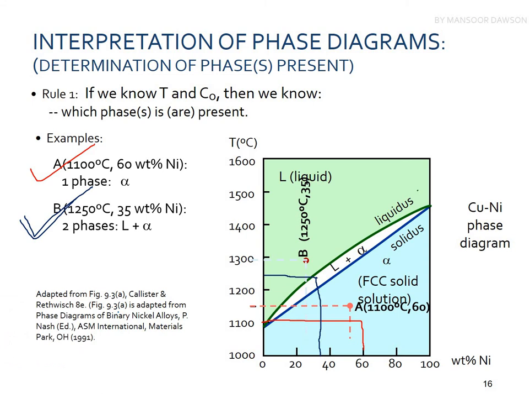And we have been talking about 1400 degrees centigrade, and at around 20% nickel it will be in the liquid phase. Okay.